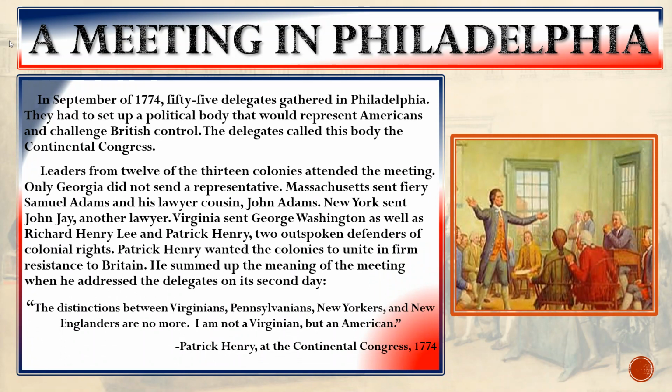Massachusetts sent fiery Samuel Adams and his lawyer cousin, John Adams. New York sent John Jay, another lawyer. Virginia sent George Washington, as well as Richard Henry Lee and Patrick Henry, 2 outspoken defenders of colonial rights. Patrick Henry wanted the colonies to unite in firm resistance to Britain. He summed up the meaning of the meeting when he addressed the delegates on its second day. And I'm quoting him: "The distinctions between Virginians, Pennsylvanians, New Yorkers, and New Englanders are no more. I am not a Virginian, but an American." And again, it's Patrick Henry at the Continental Congress in 1774.